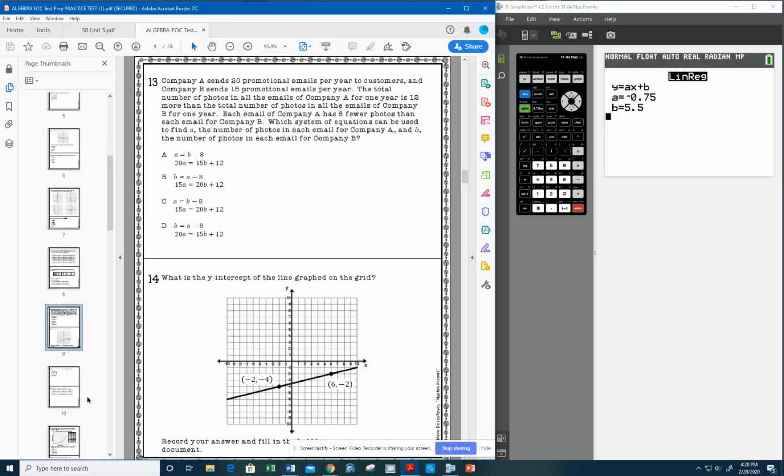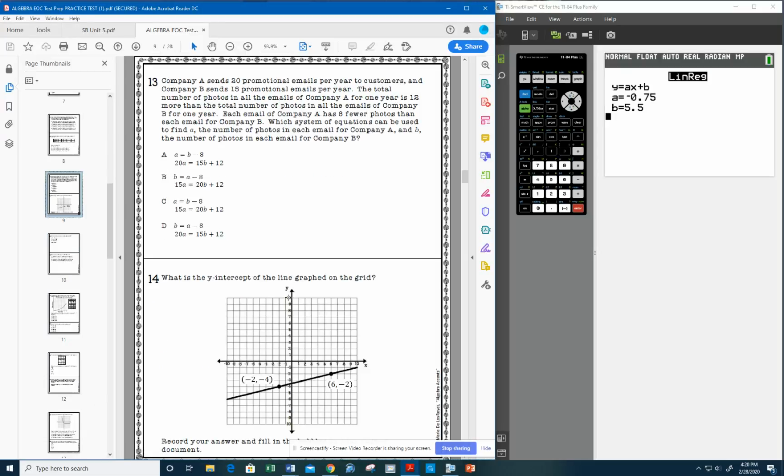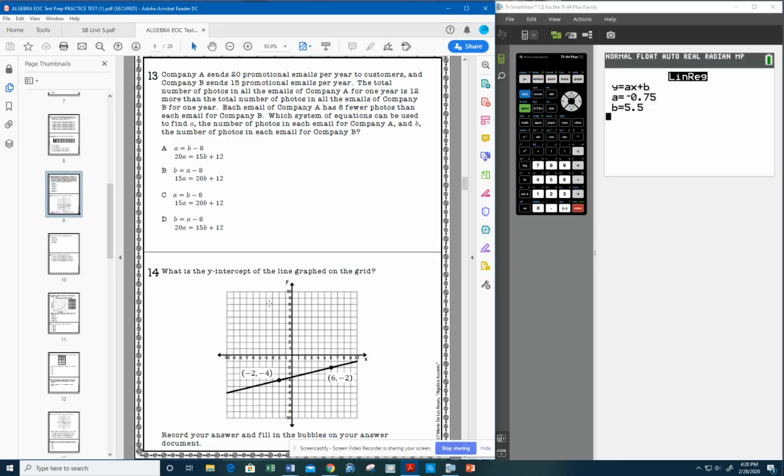The next one that we could look at is number 14. Number 14, what is the y-intercept of the line graphed on the grid? So again, this is one that you want to put in stat edit, especially if they give you points, because it's possible that the y-intercept is not a nice decimal. It's not 5.5 or like the other one was. So always double check, put it in stat edit with your 2 points. Again, your x's go in L1, your y's go in L2.